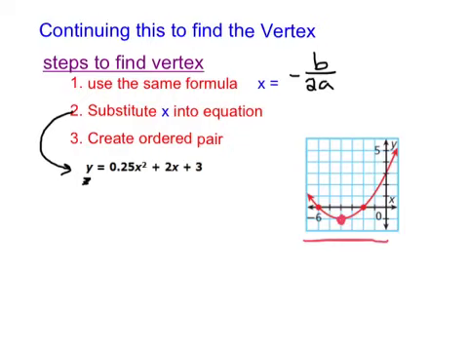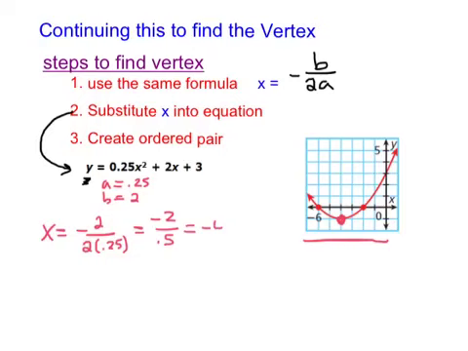So first of all, we need to find x. So x is equal to, well, in this case, a is 0.25, b is equal to 2. So x is equal to negative 2 over 2 times 0.25, and so that gives us negative 2 divided by 0.5, which when we divide that gives us negative 4. So we have negative 4 is equal to x.